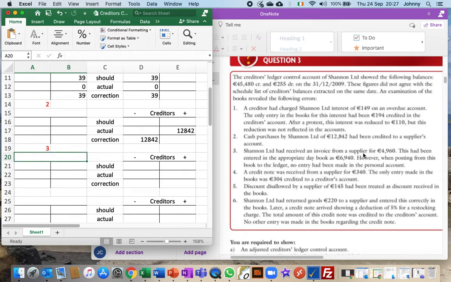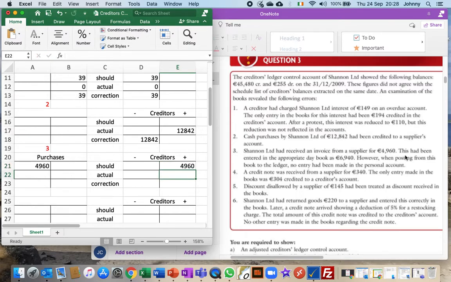Next, on to question 3. Shannon received an invoice from the supplier, entered in the day books as a different figure, and no entry. So what should we have done? An invoice is due with purchases, which is an expense. If I have more expense, it's on the debit side. So 4960 should be there on the debit side, and I owe my creditors 4960 as well.